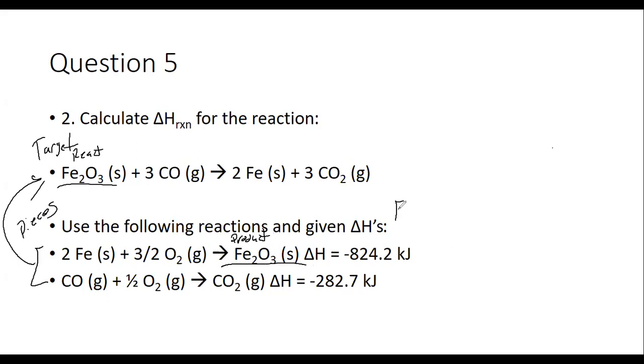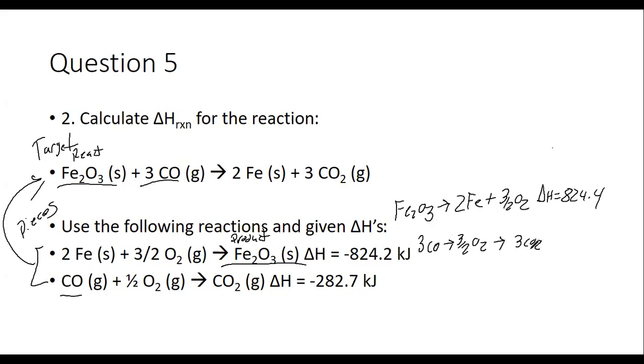So Fe2O3 goes to 2 Fe plus 3/2 O2. I flip the equation, so delta H also becomes flipped. And if I see on my equation, I have 3 CO. Here I only have 1 CO, so I need to multiply everything by 3. So 3 CO plus 3 half O2 goes to 3 CO2. I multiplied this equation by 3, so delta H for this needs to be multiplied by 3 as well, whatever that is.